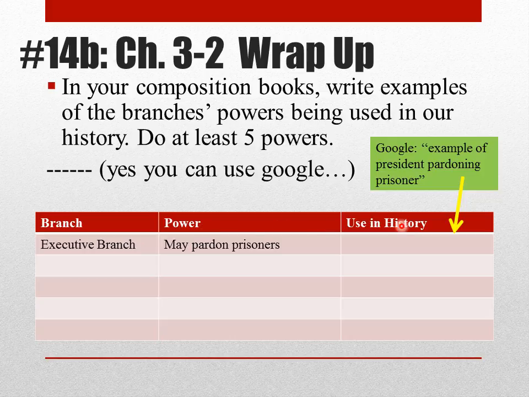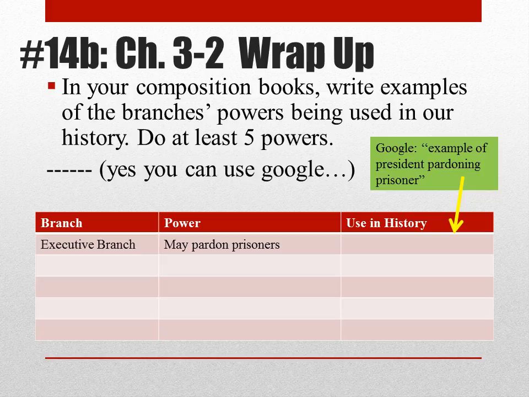Now, I went ahead and started it for you. You can do whatever examples you want. I've given you like 30 powers to choose from in the notes. So put what branch you're working with. This is the one that stuck out in my head. So I'm going to do executive branch, and their power is that they can pardon prisoners, pardon people convicted of crimes. Then I'm going to use Google to look up an example of where this power has been used in history. So you could Google something like example of president pardoning prisoner, and then see what it says, and give a short blurb on it.